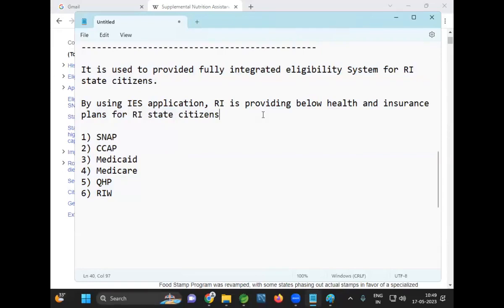Only RI state families can apply. So for the people who applied, for everybody, government will provide the money? No. For who will they provide the money? The people who are eligible for the plan.